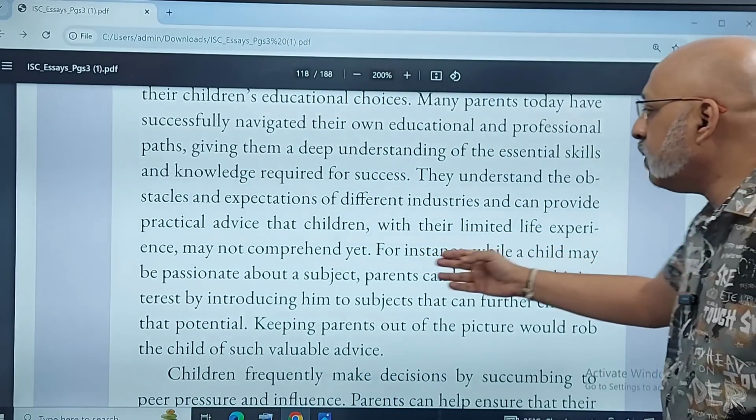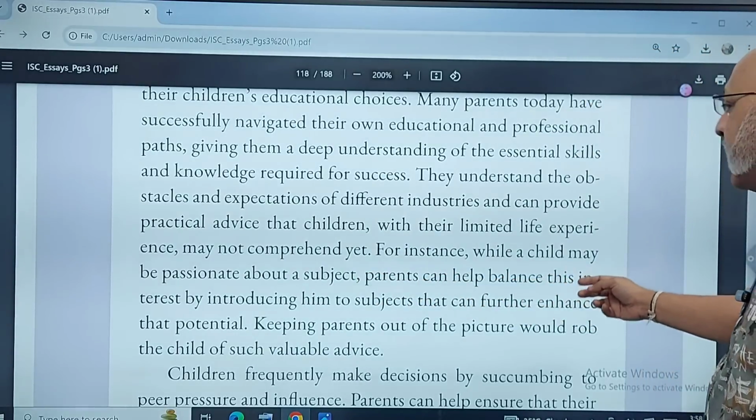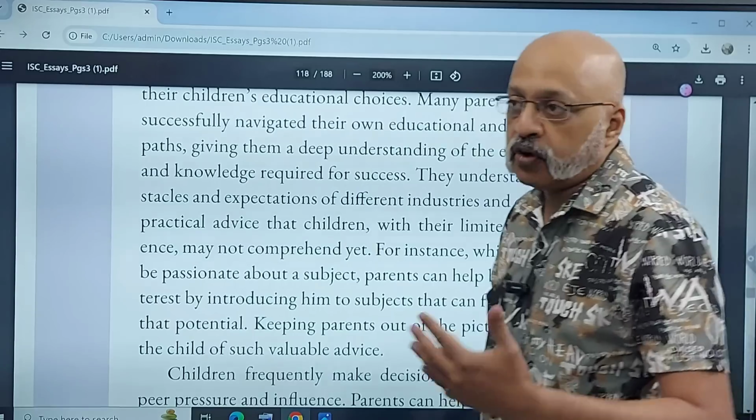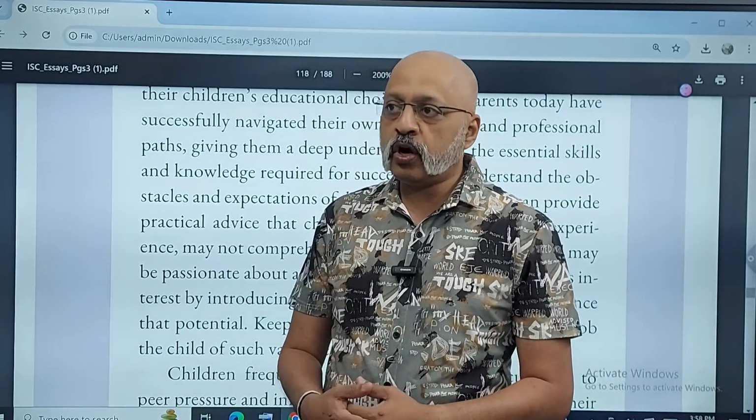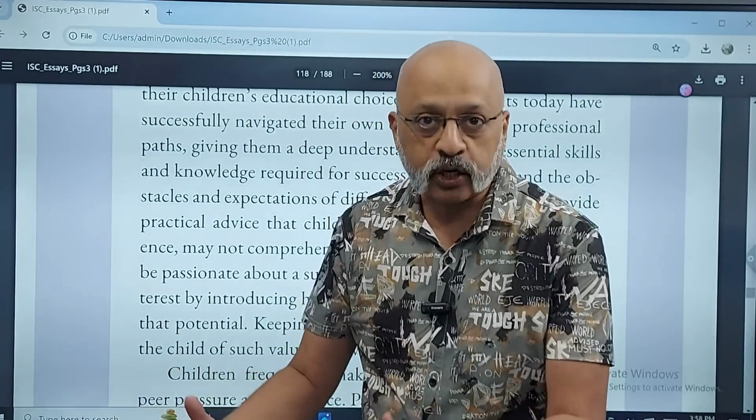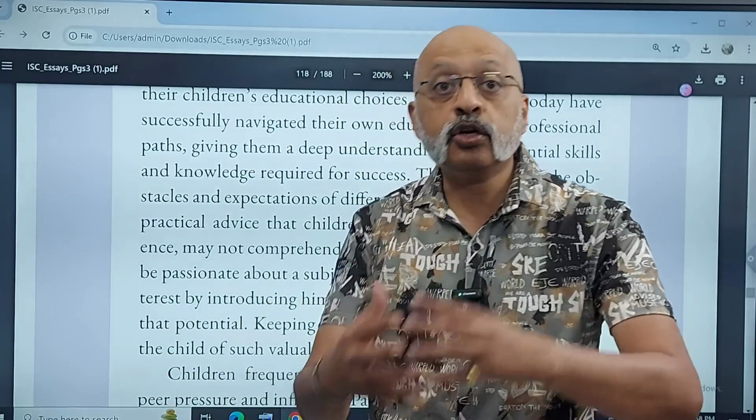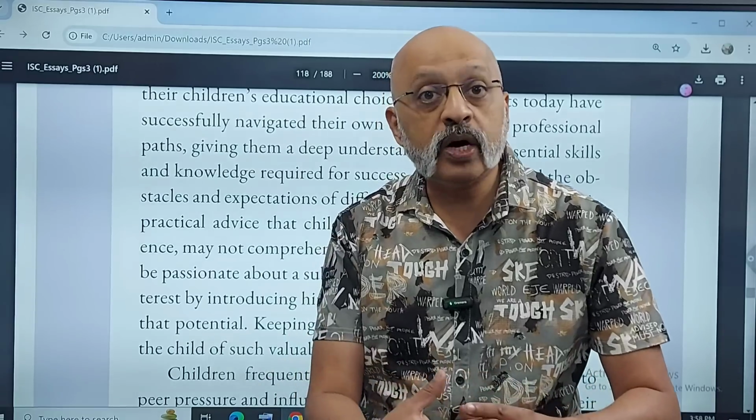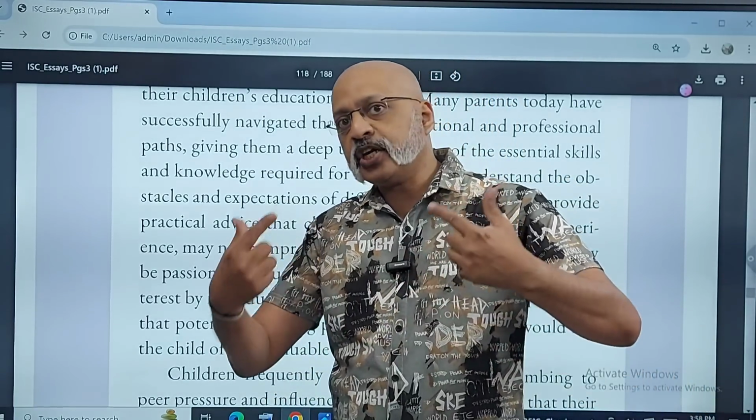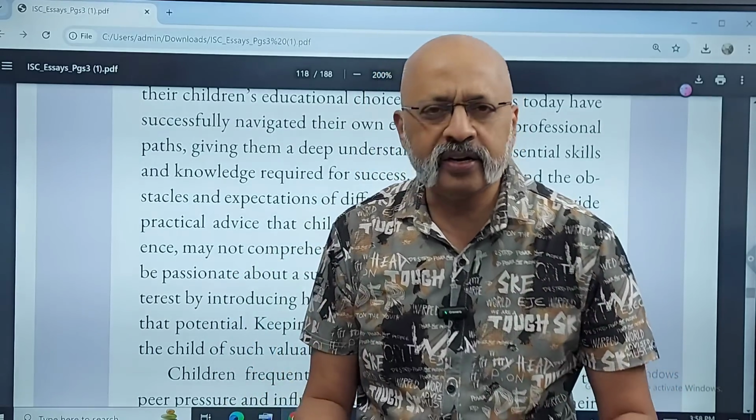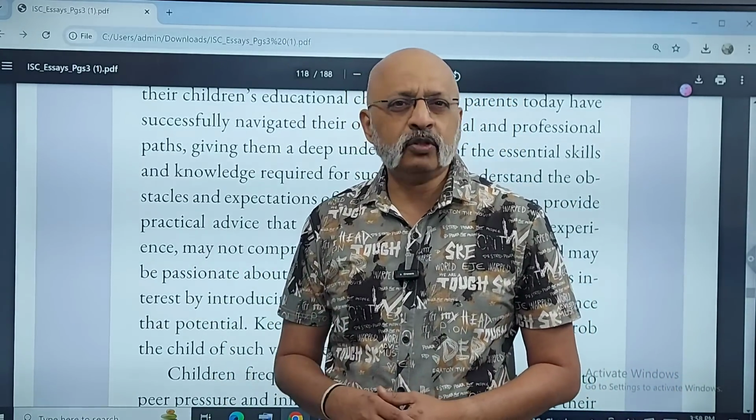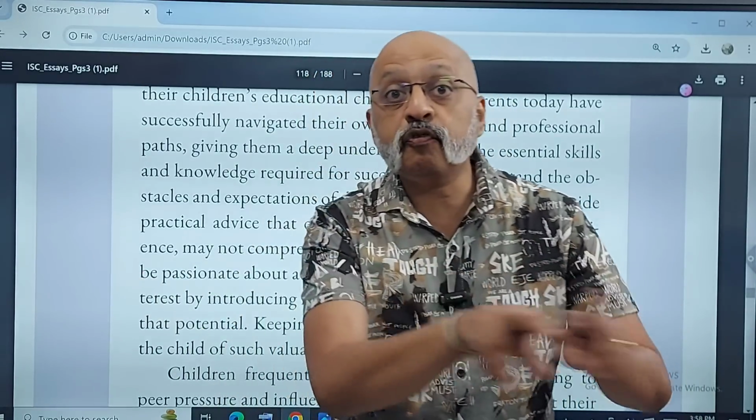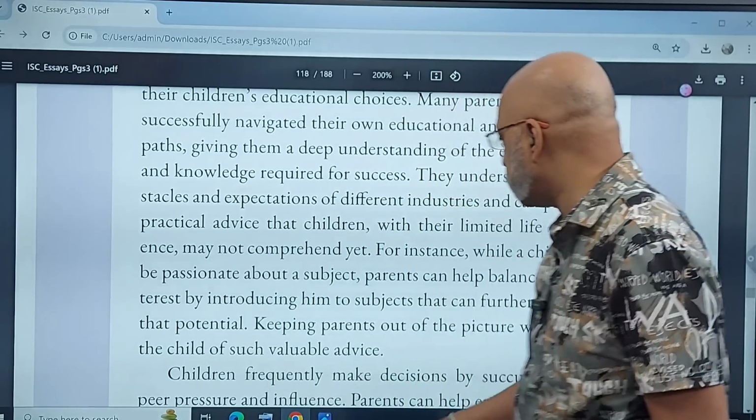For instance, while a child may be passionate about a subject, parents can help balance this interest by introducing him to subjects that can further enhance that potential. For example, maybe you're interested in some kind of gaming technology. Okay, you probably introduce him to a friend who is into the gaming industry. Maybe he can do an internship during the summer months and then check out whether you are able to actually hold on to that interest. Yeah, after 15 days, it's boring, I did not enjoy it, or you learn something more. So you're able to get the right fits because of their own experience.